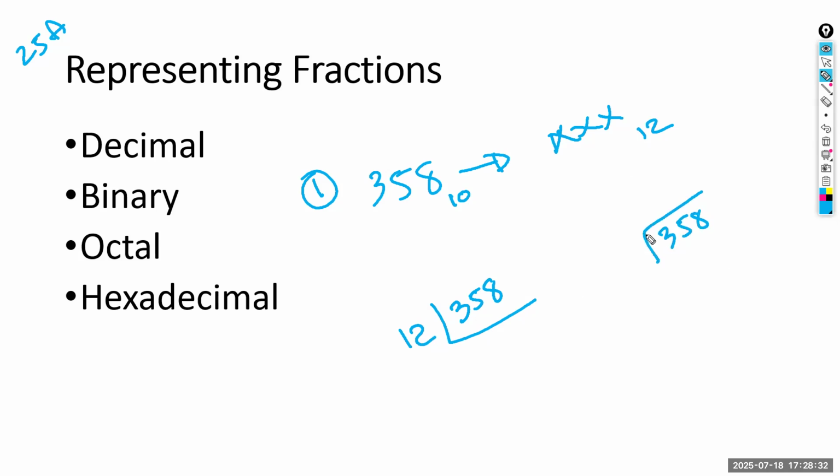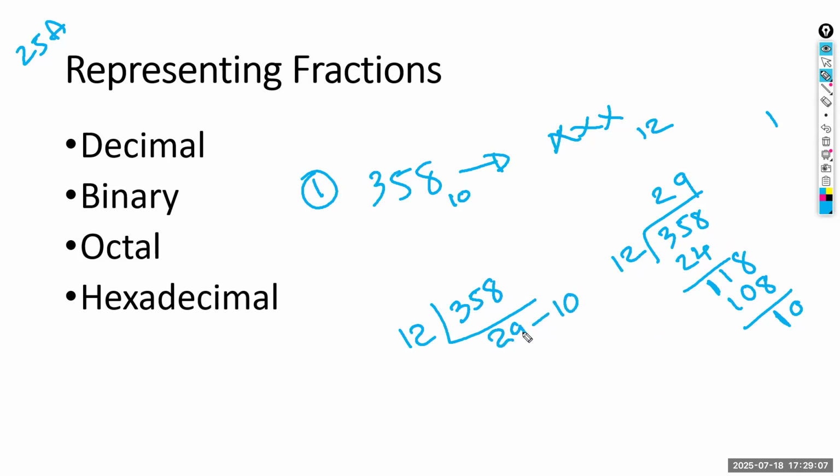358. Let's divide by 12. 2 times 12 is 24. 5 minus 4 is 1. 3 minus 2 is 1. 11. Yes, you can have 11 remaining. So then you need to take 8, 118. It must be 9, because then you have 120. 9 times 12 is 108, remainder 10. So that is 29.